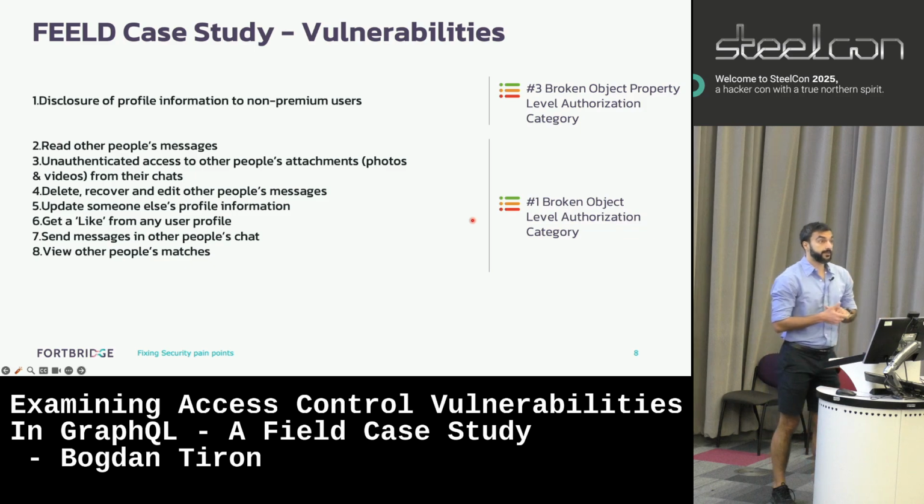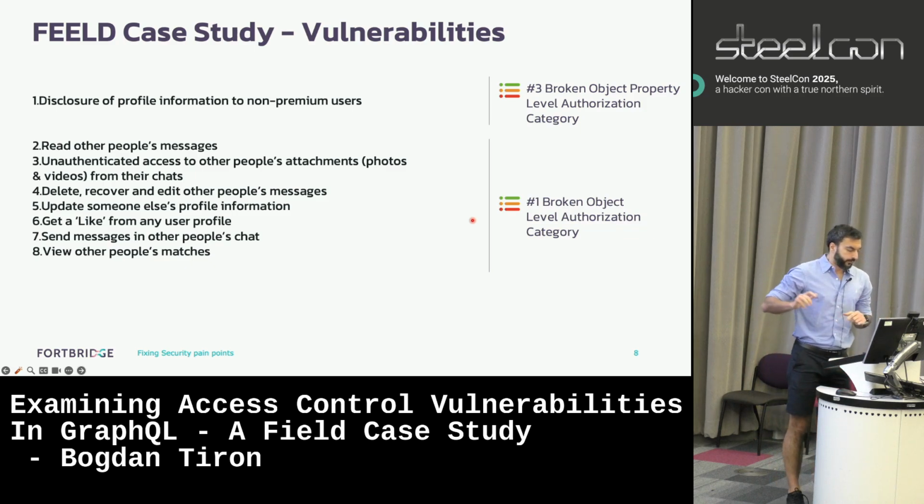Now, what will we be discussing today? We will take the vulnerabilities. We found 8 vulnerabilities in the Field-D app, 7 of them related to BOLA, and 1 of them related to broken object property level authorization, so still an access control issue. So let's take them one by one and see how access controls affect this app.